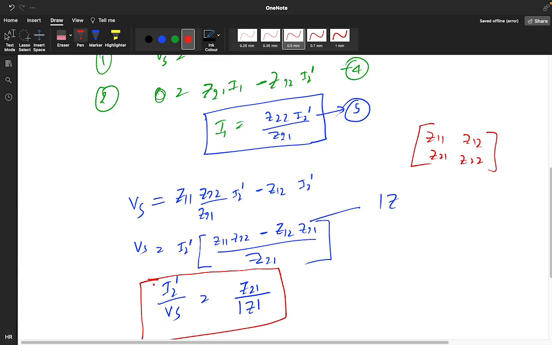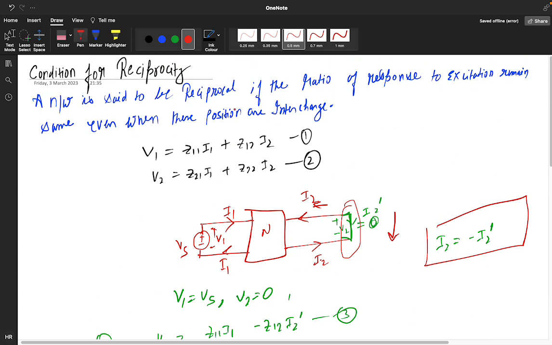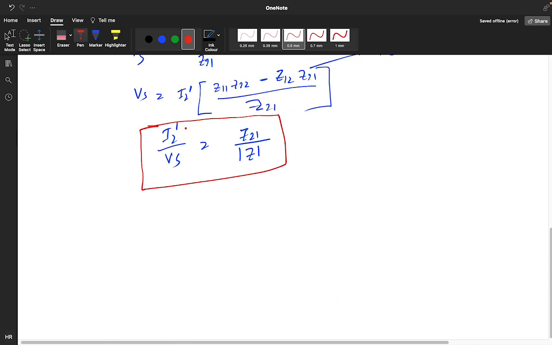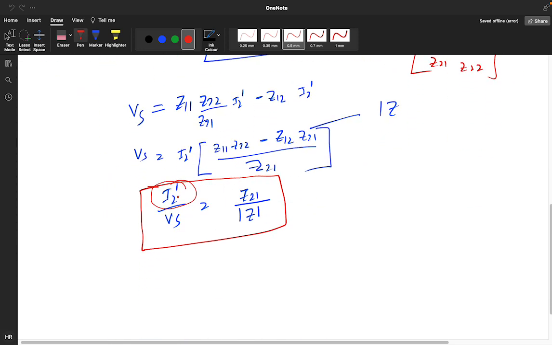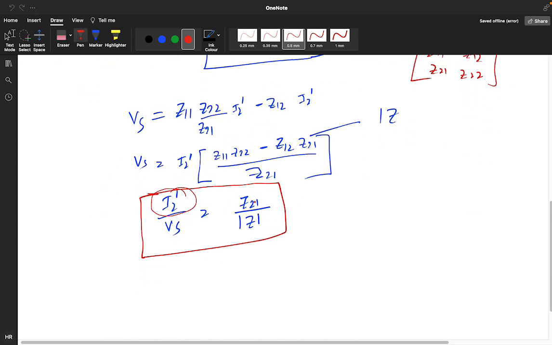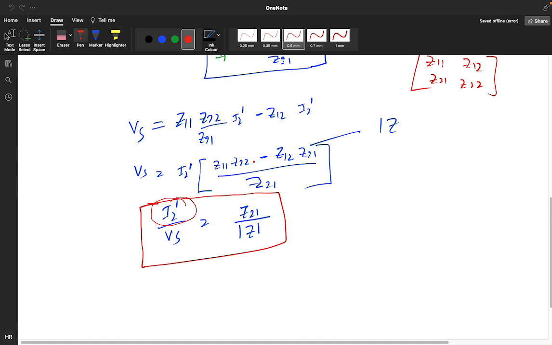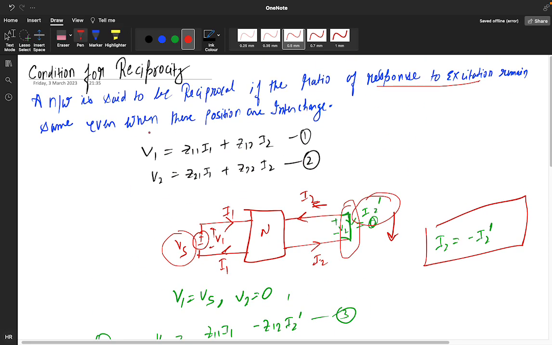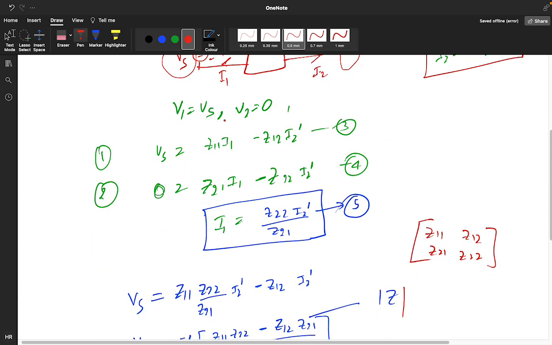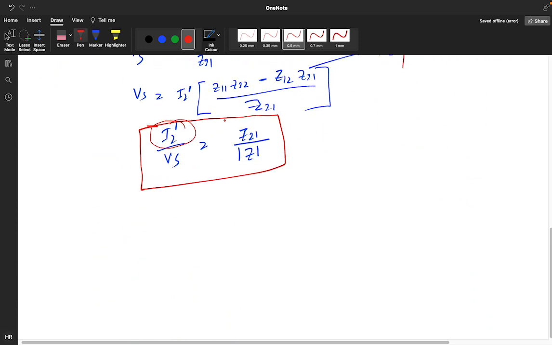See the statement: a network is said to be reciprocal if the ratio of response to excitation is the same even when these positions are interchanged. This is our response, because we get the output as I2 dash, and the excitation is V of s. So I2 dash divided by V of s is equal to Z21 by the determinant of Z, Z11 into Z22 minus Z12 into Z21. Now we will go for the second case.